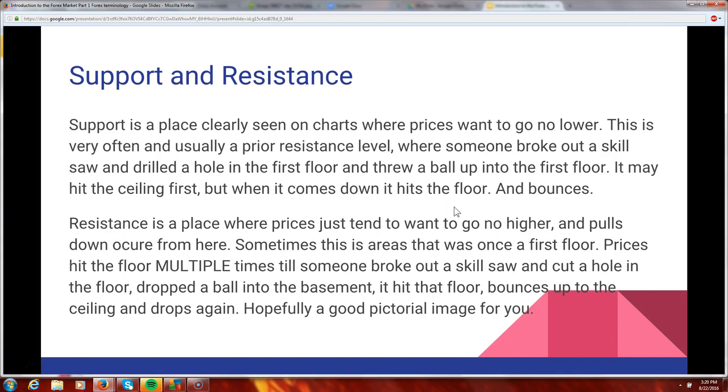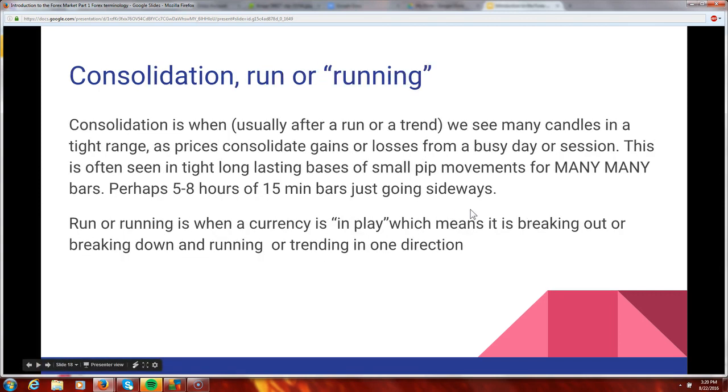We'll actually draw this out on a chart in our live trade room. You're going to get to see this many, many times. Dozens of times, okay? Consolidation. Consolidation is when, usually after a run or after a good healthy move, after a trend, we can see many candles in a very tight range as the prices consolidate the gains or the losses from a very busy or active day.